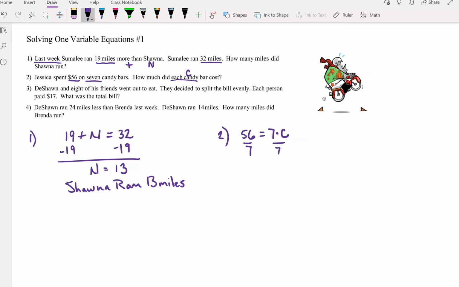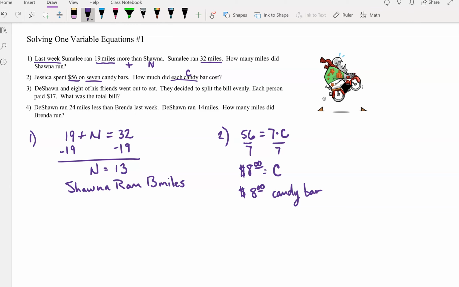And it looks like each candy bar cost $8. So an $8 candy bar better be a pretty big candy bar. Okay. We're going to jump to number 4 right here.